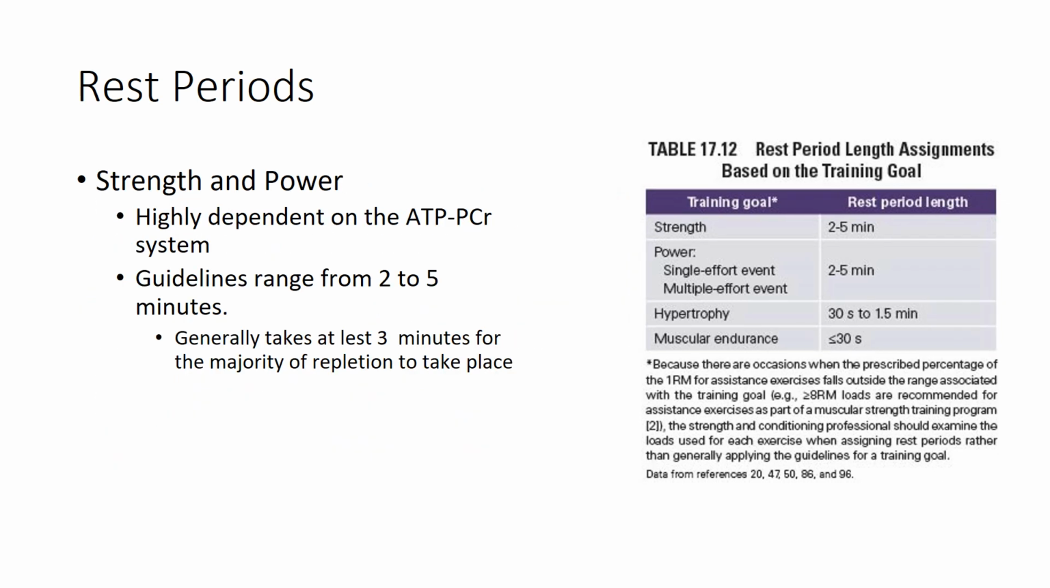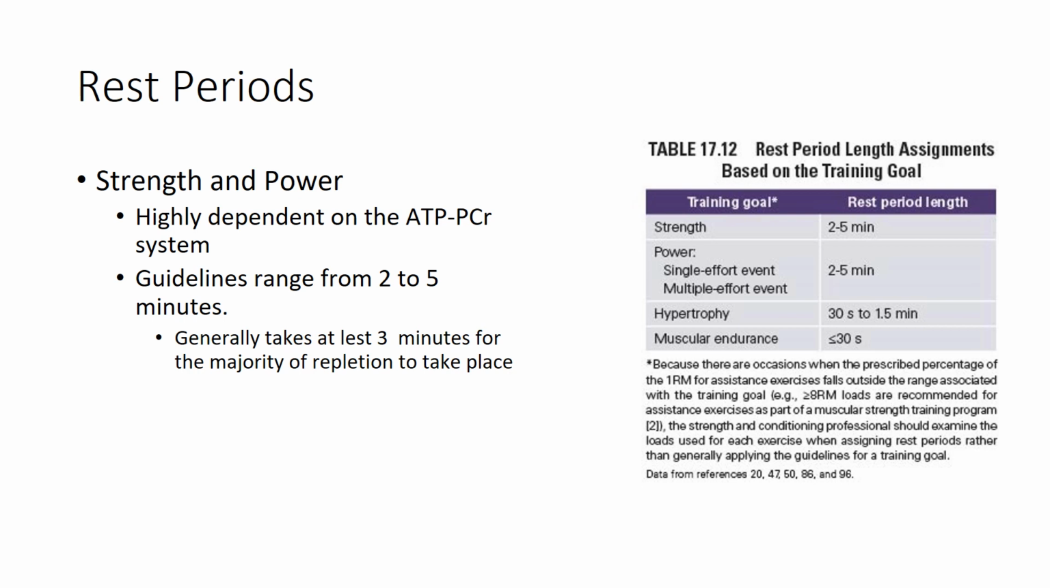If we have athletes who seek to perform maximal or near maximal repetitions with a heavy load, they'll usually need a longer rest period, especially for lower body or all body exercises. So when we think of strength and power, this is going to be highly dependent on the ATP-PCr system. Our general guidelines for the rest period is going to be between 2 to 5 minutes, but it generally takes at least 3 minutes for the majority of repletion to take place. With that being said, high intensity lifting performance requires the availability of the maximal energy substrate in order to perform the set with minimal or no fatigue. So this is why we have this longer rest period.